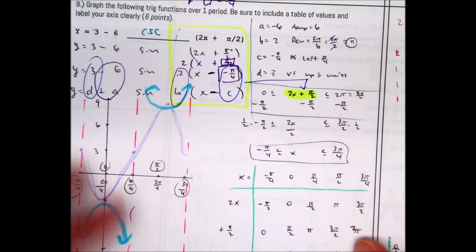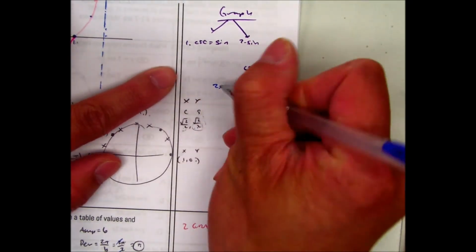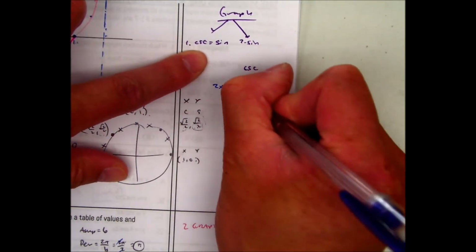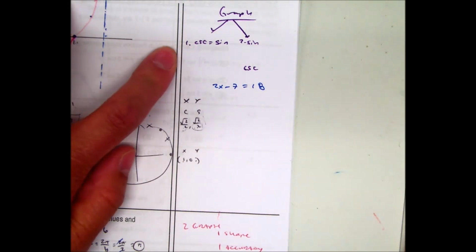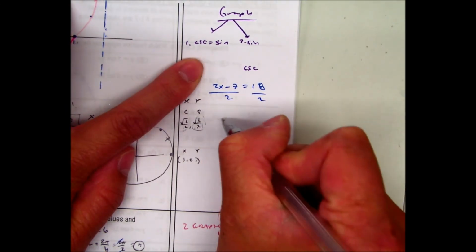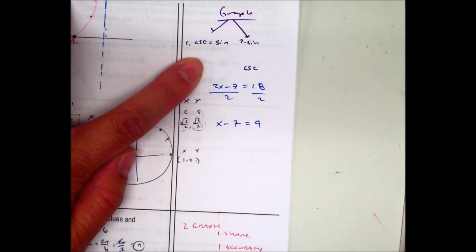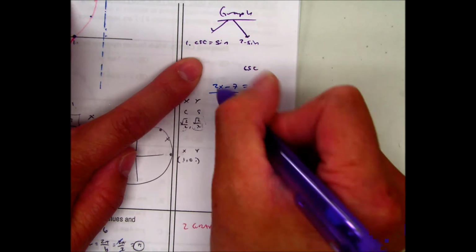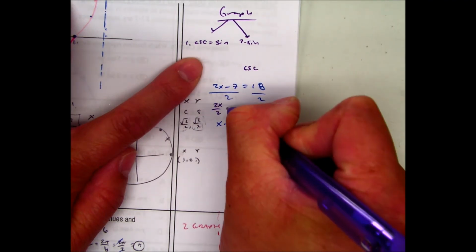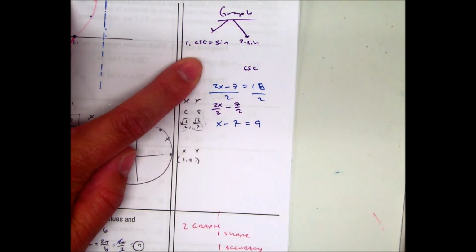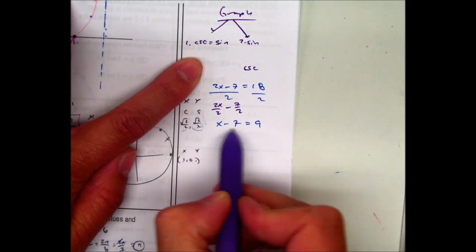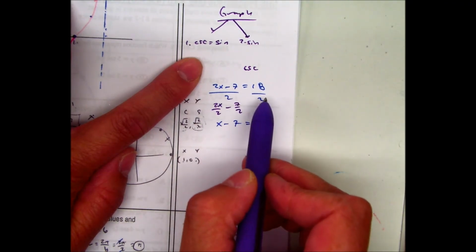I want to show you a quick side problem, and this should make sense algebraically. 2x, what do I have on the board? Minus 7 equals 18. Class, can you divide by 2 on both sides and get x minus 7 equals 9? The answer is no. You have 2x divided by 2 minus 7 over 2. So this would be incorrect. You can't just divide by 2 on both sides.